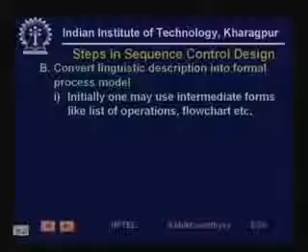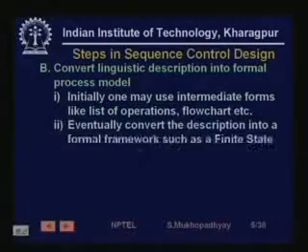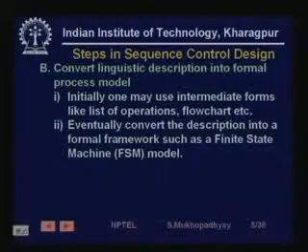Even during the process of transforming it into a formal process model, one may initially use intermediate forms like flowcharts, for example. Then finally it is prescribed that one should be able to convert it to a formal mathematical framework, something like, let us say, a finite state machine, which we will be using here. Up to this point the operations are manual.